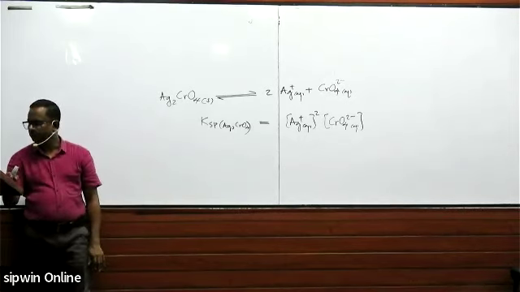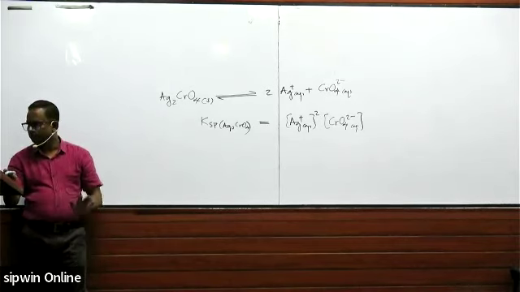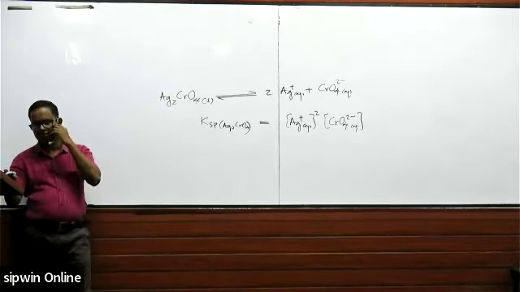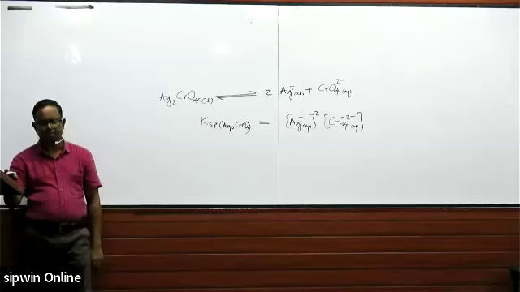Right. Another point. Underline sparingly soluble strong electrolytes. Direct MCQ. Another asterisk mark.